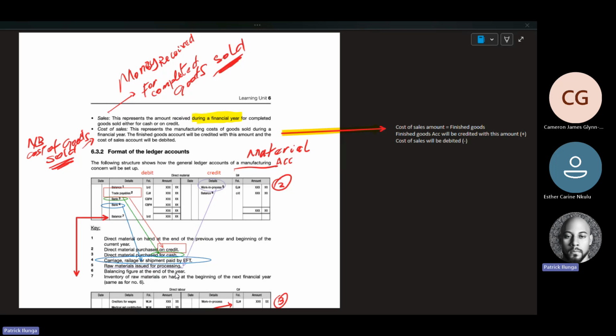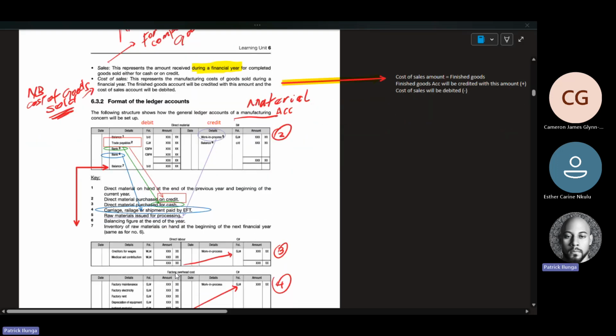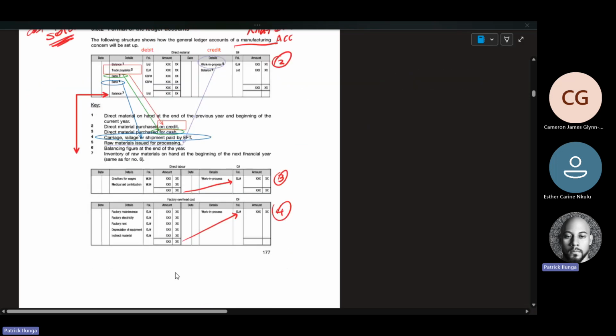move to the actual manufacturing. So the inputs move into the manufacturing process, right? And then the finished good comes out at the end of that. Very simple.